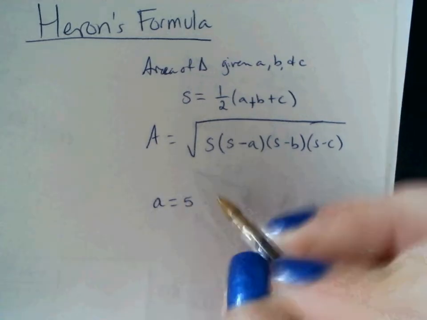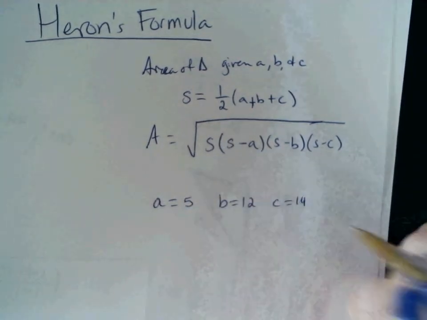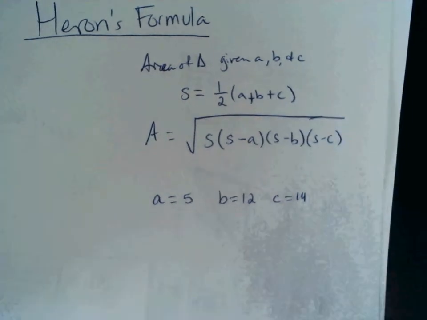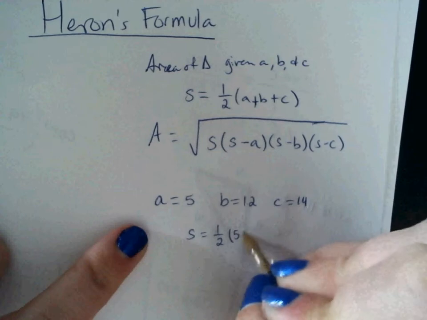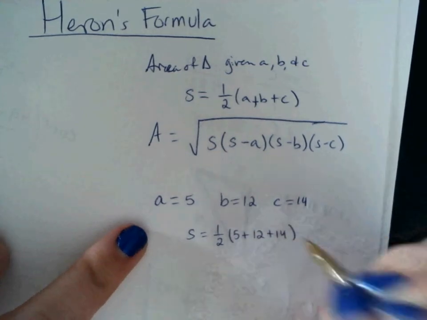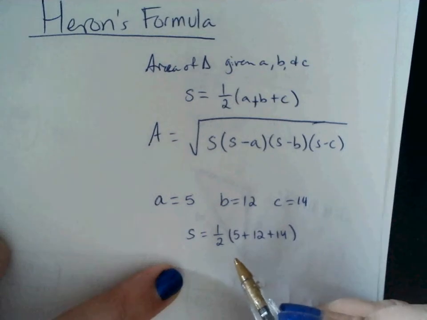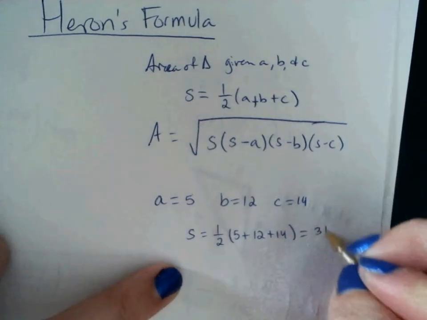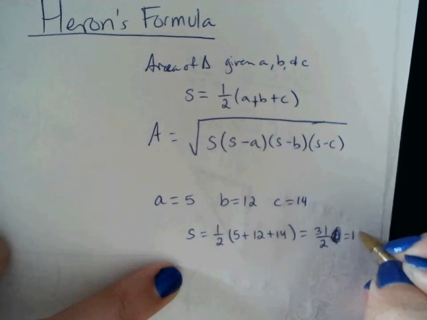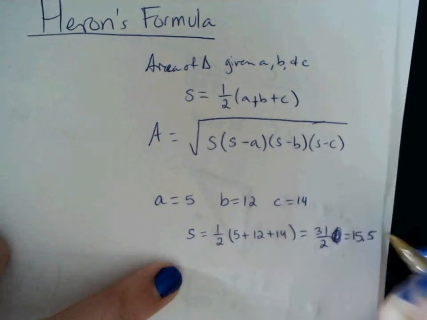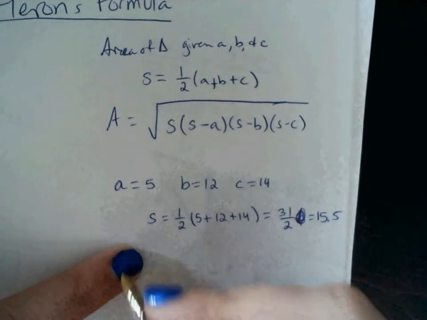So if I give you a triangle with side lengths A equals 5, B equals 12, and C equals 14, and I asked you to find the area, first you would do S equals 1/2 times 5 plus 12 plus 14, which is 31, so half of 31, or 15.5.